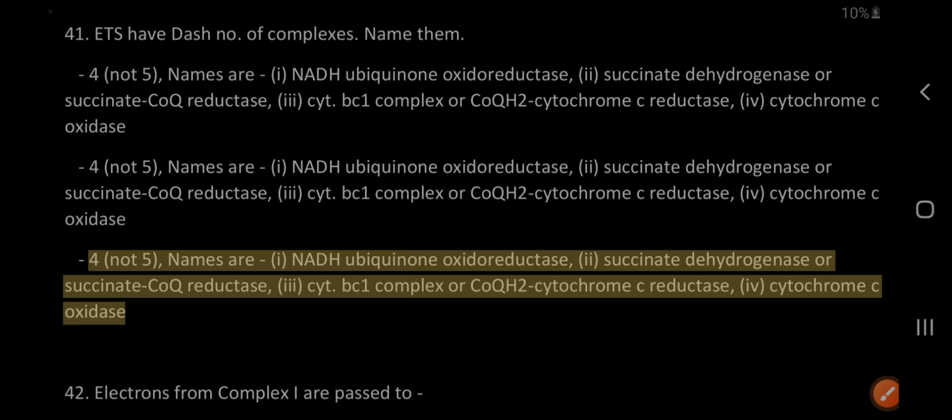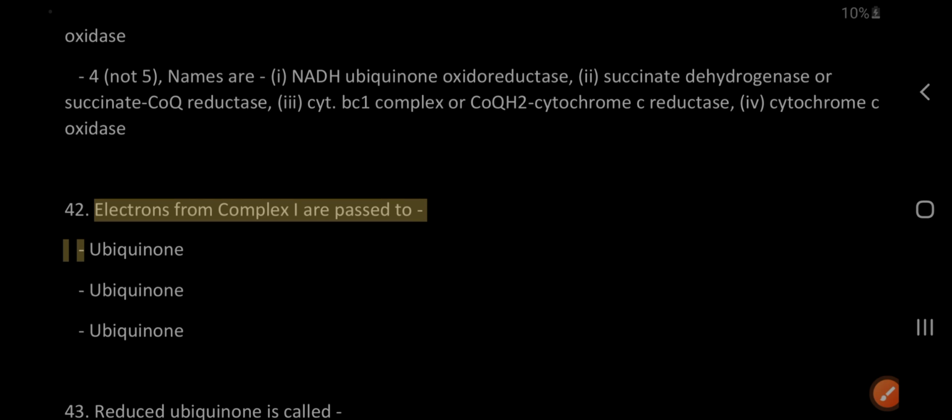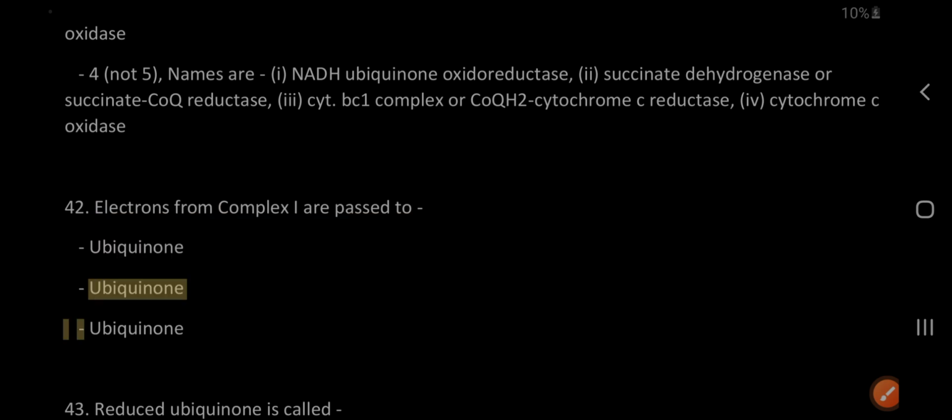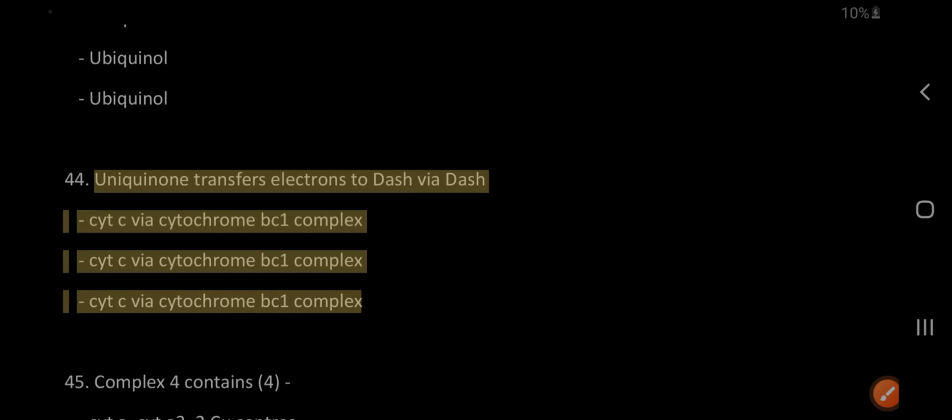42. Electrons from complex I are passed to ubiquinone. 43. Reduced ubiquinone is called ubiquinol. 44. Ubiquinol transfers electrons to dash via dash: cytochrome c via the cytochrome bc1 complex.